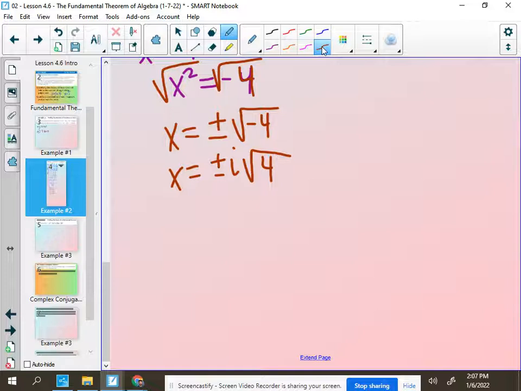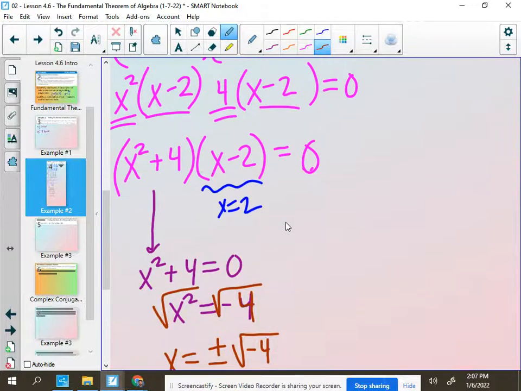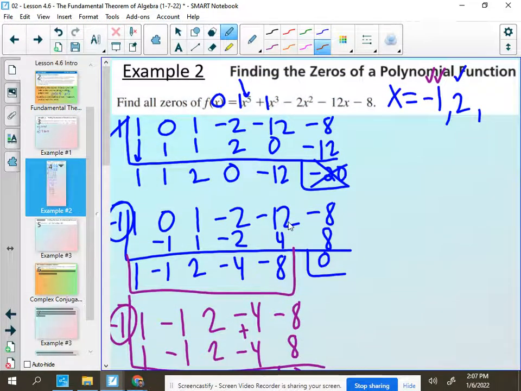Square root of 4 is 2. So we would finish by writing my solution as positive 2i or negative 2i. I just stuck the 2 in front of the i. So there are my other 2 solutions, positive 2i, negative 2i. So if I go all the way back up to the top here and say, what are my other 2? Positive, negative 2i. Check, check, 5 total.